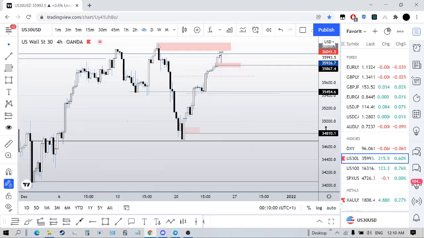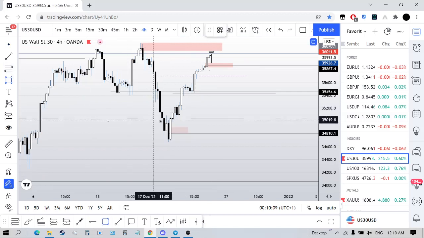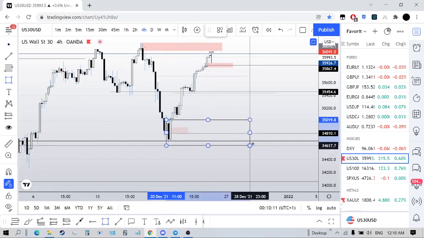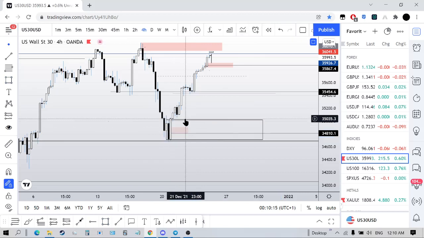Okay, same to the upside. You can see that when price reacted to this, it created a down close candle before the up move. So this whole candle would be your bullish order block. All right, potential bullish order block.